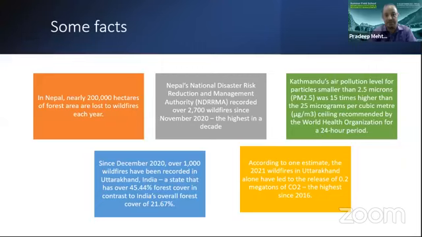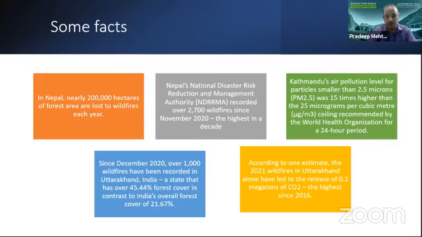We can see that in Nepal, almost 200,000 hectares of forest are lost to forest fires every year. And last year, almost 2,700 forest fires were recorded. At the same time, it leads to air pollution, almost 15 times what WHO has recommended for particulate matter 2.5, that was recorded in Nepal.